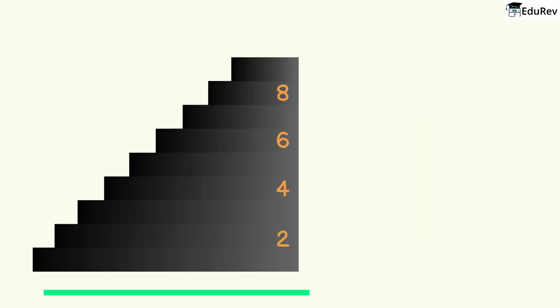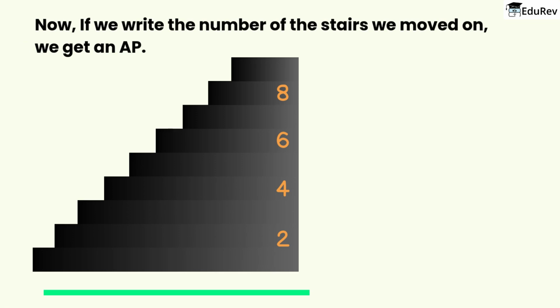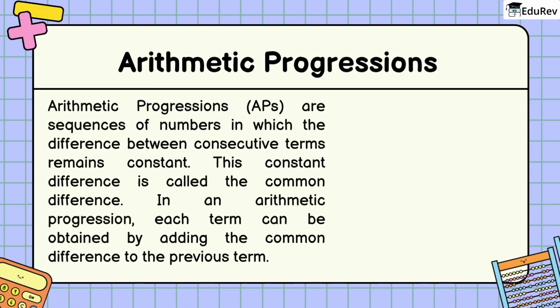Now, what if we made the height of each step equal? If we write the number of stairs we moved on again, we would get an arithmetic progression, or AP, like 1, 3, 5, 7, 9. Arithmetic progressions, AP, are sequences of numbers in which the difference between consecutive terms remains constant. This constant difference is called the common difference. In an arithmetic progression, each term can be obtained by adding the common difference to the previous term.